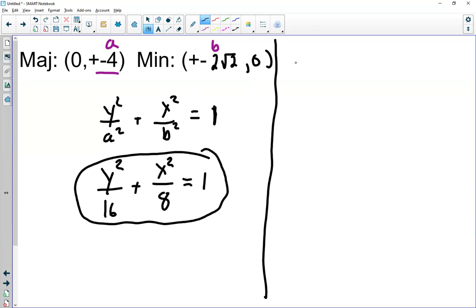All right. This one is going to be, if I give you the major axis, let's do, I just want to avoid picking the same one, 0, comma, plus or minus 13. And then let's put the foci as 0, comma, plus or minus 12. Yeah, that's fine.